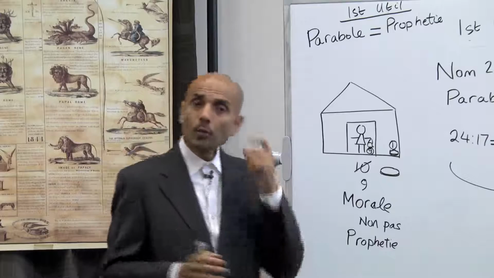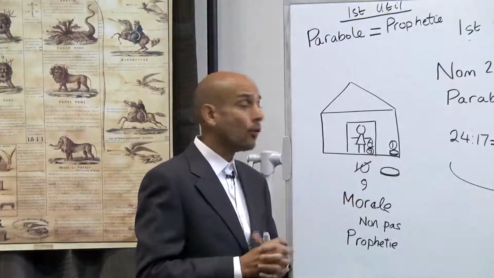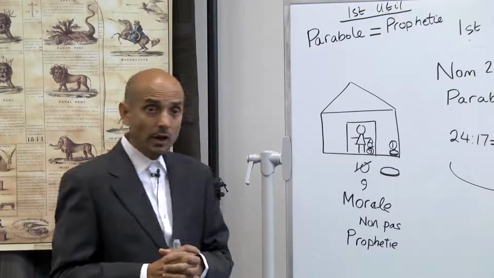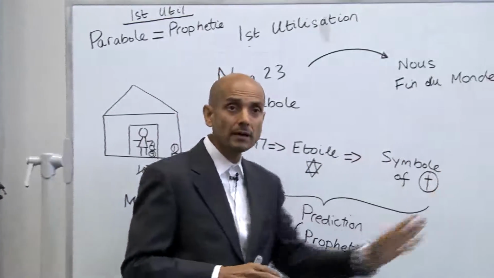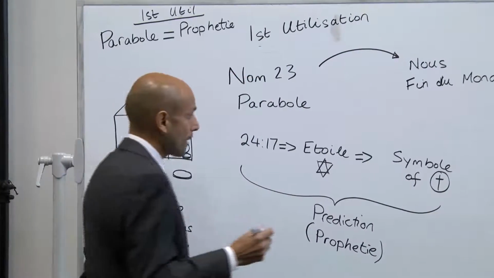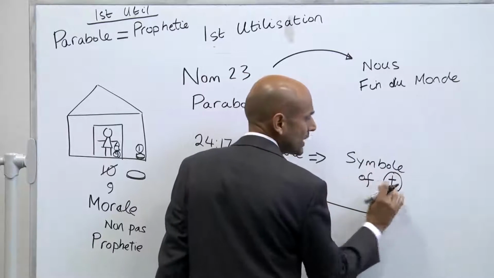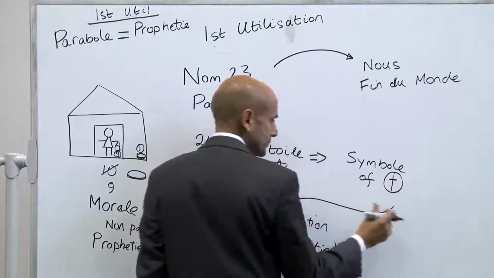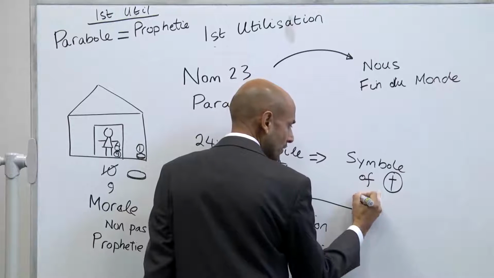We all know that in Numbers 23 and Numbers 24, as it speaks about the star, which is a symbol of the Messiah, I've got the symbol of the Messiah and I've used the cross here, but I want to give another symbol.